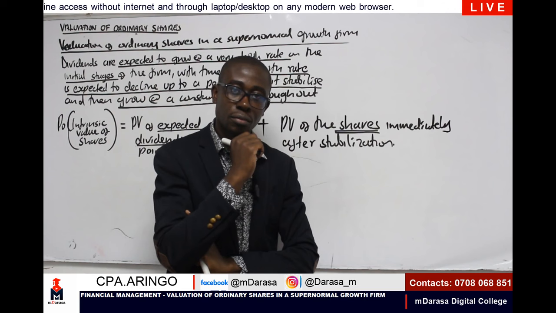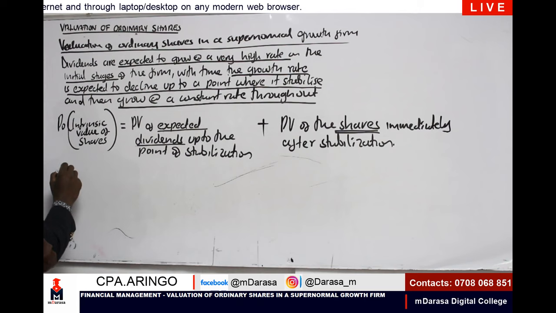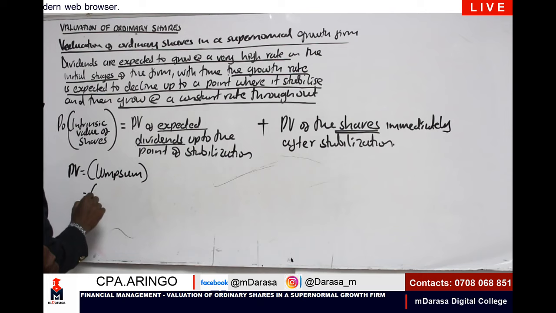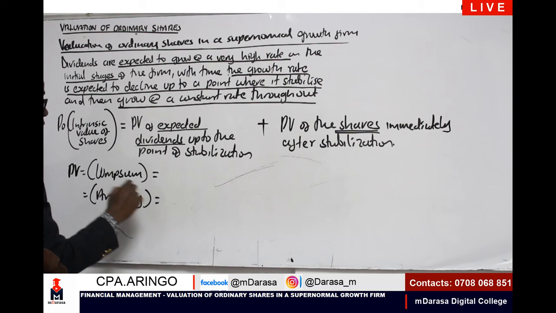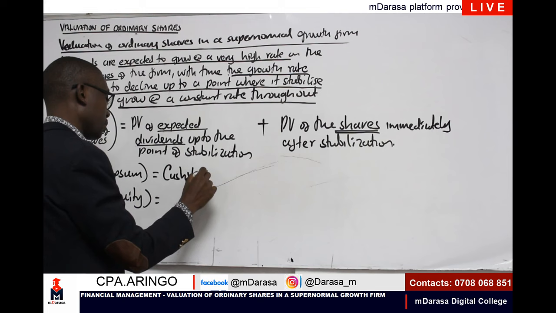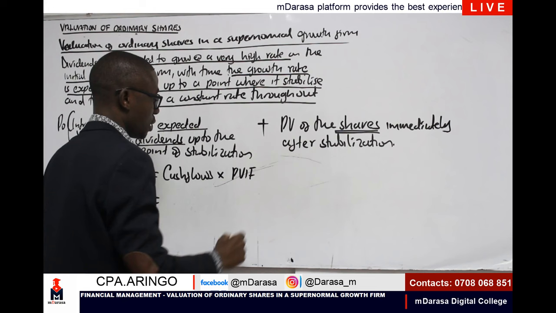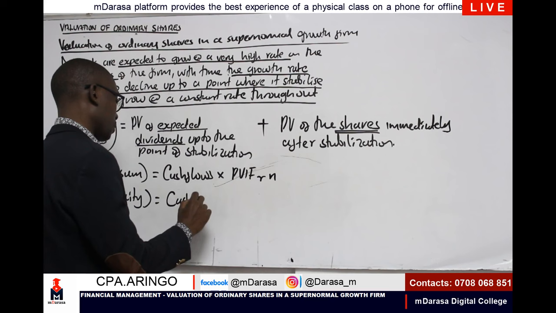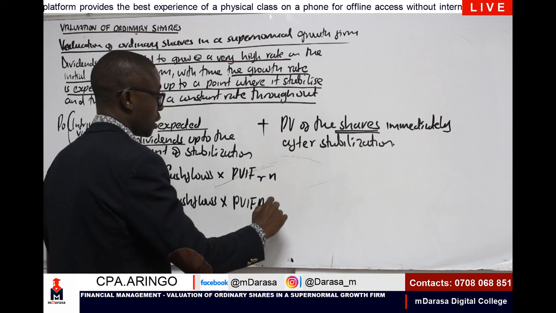The key question, this is just a reminder. Do you guys recall how to determine the present value? Because for the present value, we can either talk of a lump sum, or we can talk of what? Annuity. When we are talking of a lump sum, recall we should always have our cash flows multiplied by the present value interest factor, given our rate and number of years. What about an annuity? Your cash flows, you multiply by the present value interest factor annuity, given the rate and number of years.